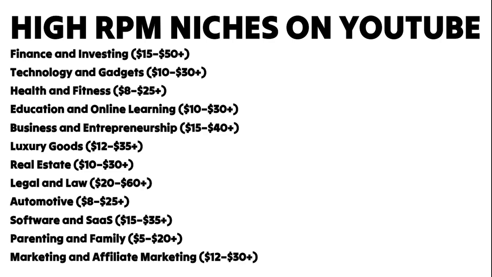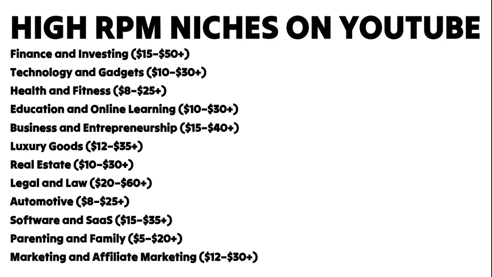Now I'm going to show you a list of niches that give you high RPM on YouTube. So if you want to go into YouTube and start using this arbitrage method, look at this list of niches. We have the finance and investment niche that has an RPM of $15 to $50. The technology and gadgets niche has an RPM of $10 to $30. The health and fitness niche has an RPM of $8 to $25. The education and online learning niche has an RPM of $10 to $30. The business and entrepreneurship niche has an RPM of $15 to $40.